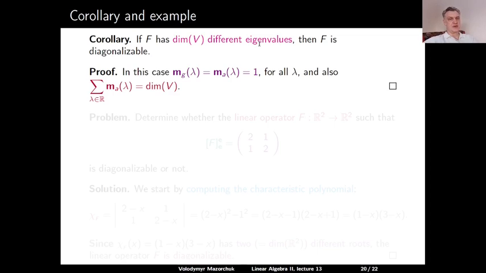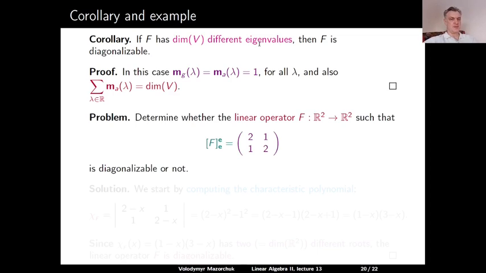So here's an example of how we can use this corollary. Determine whether the linear operator f from R2 to R2, whose matrix in the standard basis is 2, 1, 1, 2, is diagonalizable or not.